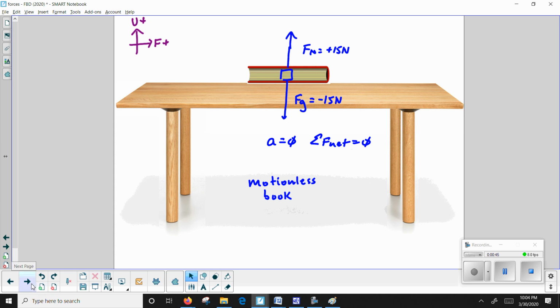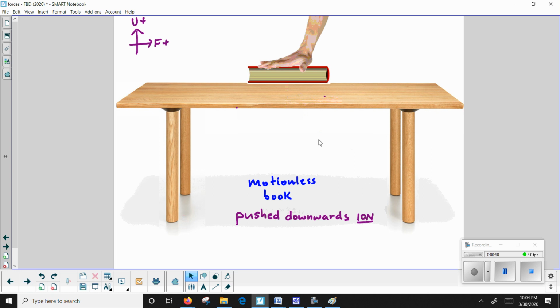Hey, what happens now if I change things up? What would happen to the book if I push down? Remember, if I'm pushing down on the book, it's still motionless. So the acceleration has to be zero, and that must mean that all the forces have to add up to zero as well. Well, let's look at all the forces acting on the book. We're going to start with the force of gravity, which is going to be 15 newtons. But wait a second, I'm also pushing downwards at 10 newtons.